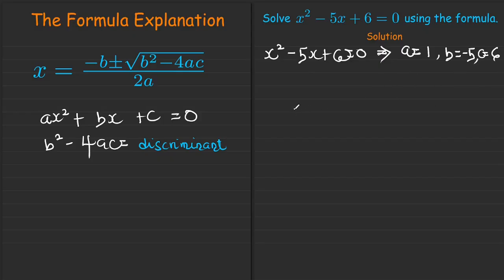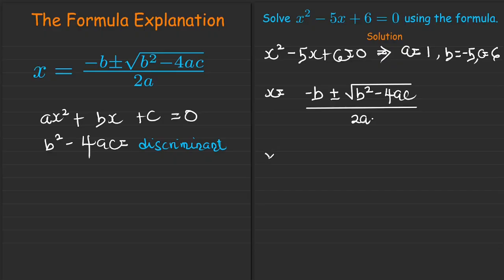So now that we have our variables, we state the formula. So x equals negative b, plus or minus the square root of b squared minus 4ac, all over 2a. And hence, we do our substitution. So x will be equal to negative b. And we know the value of b is what? Negative 5.